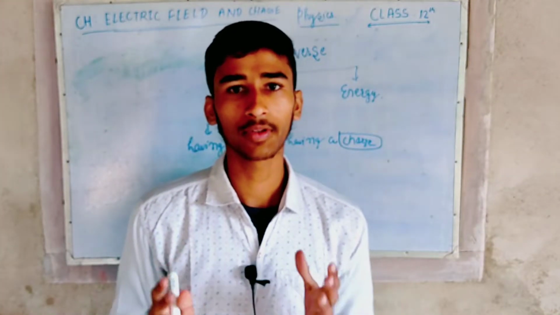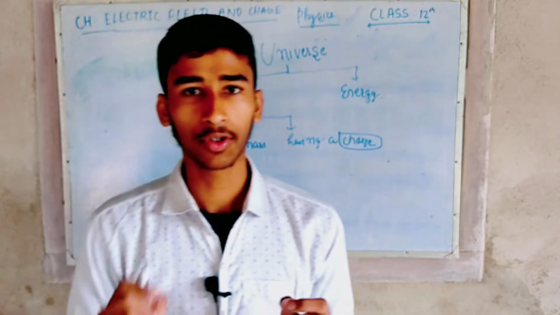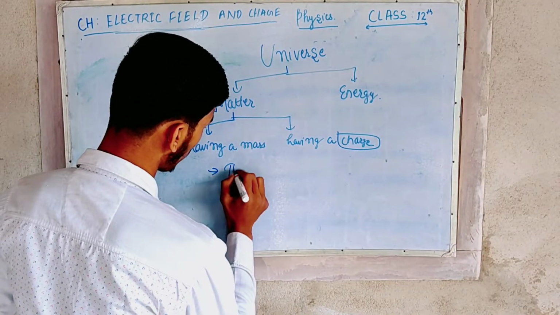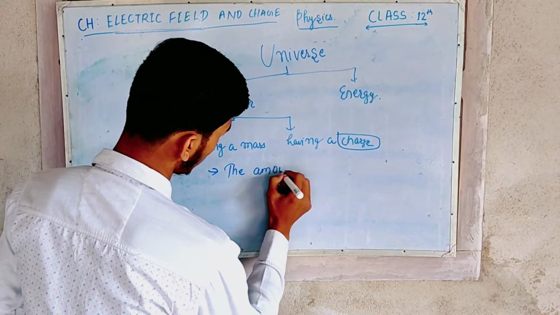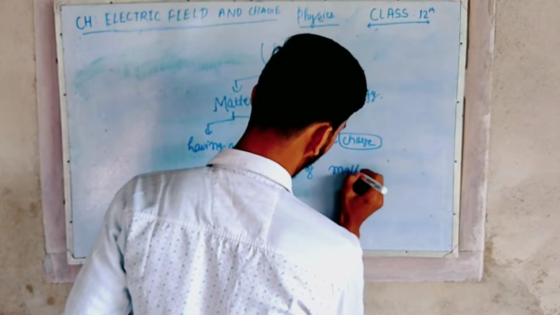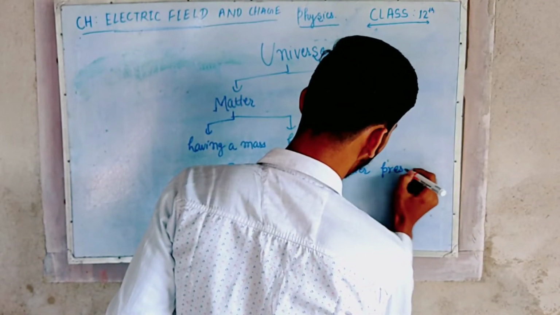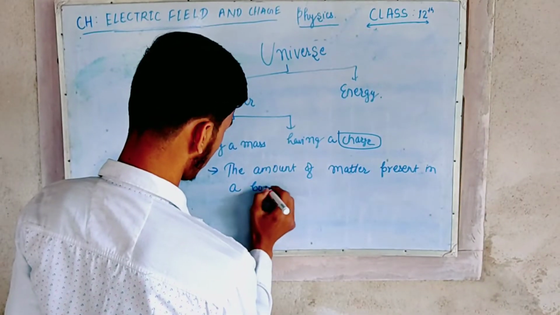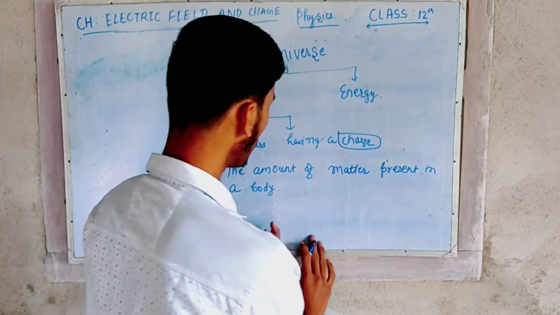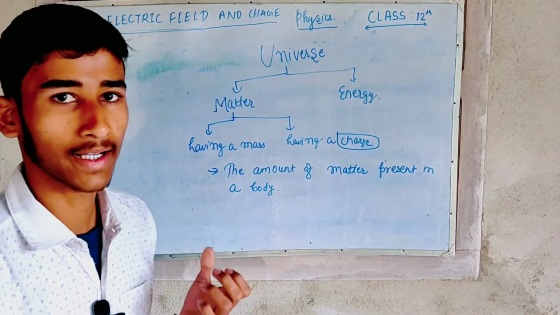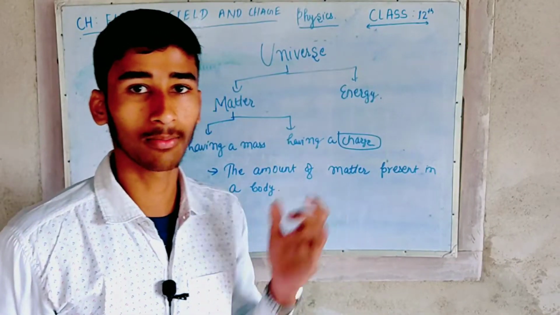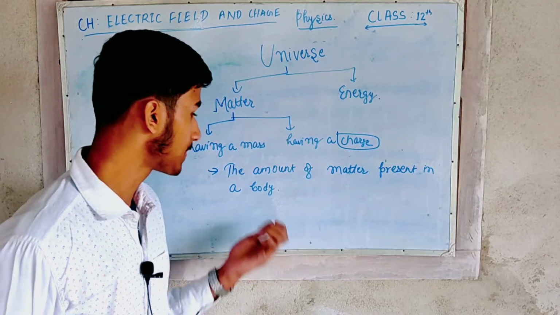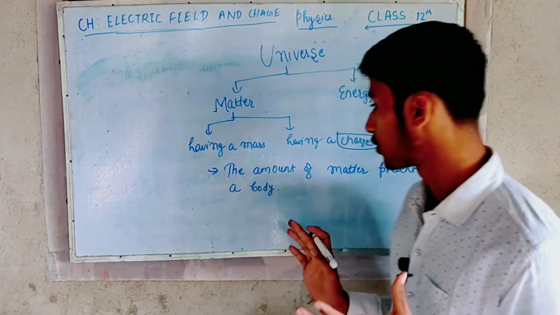Most people are confused between mass and weight, so let me explain mass. Mass is the amount of matter present in a body. This is the definition of mass, and that's why I am explaining it. So the amount of matter present in a body, right? I hope you understand.